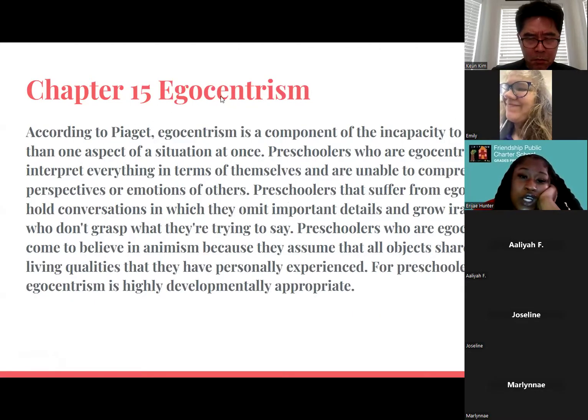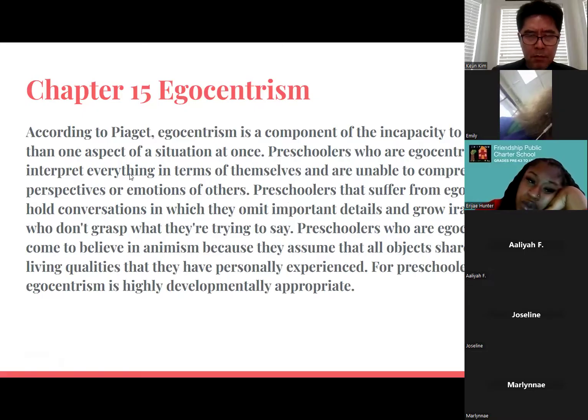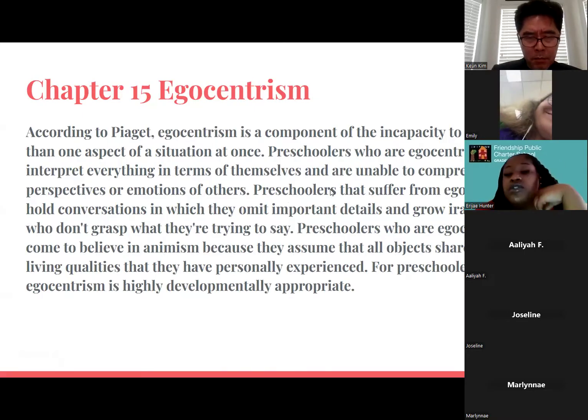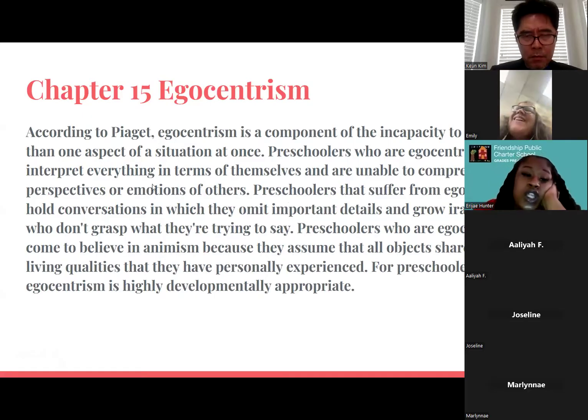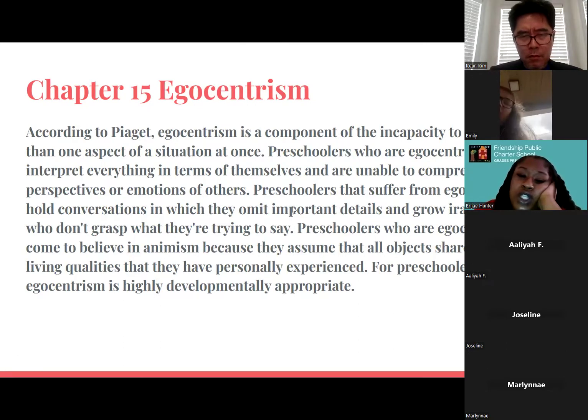So egocentrism is a component of the incapacity to focus on more than one aspect of a situation at once. Preschoolers who are egocentric interpret everything in terms of themselves and are unable to comprehend the perspectives or emotions of other people. Preschoolers that suffer from this often hold conversations in which they omit important details and grow irate with those who don't grasp what they're trying to say. So they get frustrated, irritated, and upset when you don't understand what they're trying to say.